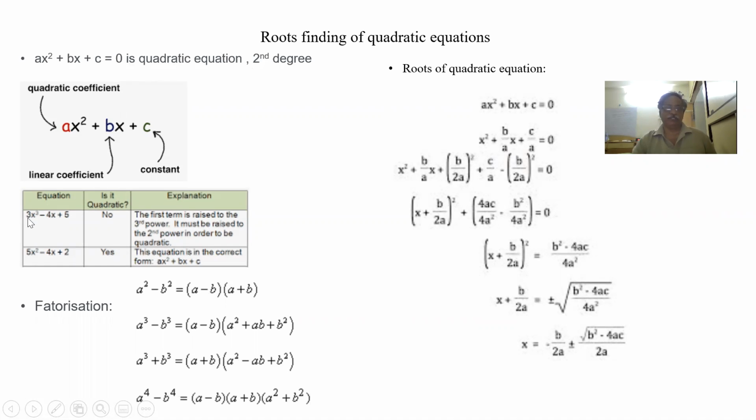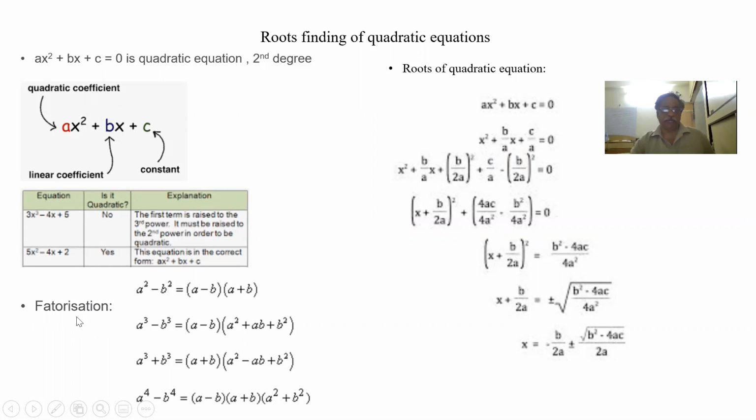Suppose we have 3x cubed minus 4x, this is not a quadratic because a third power is there. If it is 5x square minus 4x plus 2, it is a quadratic. So these are the quadratic coefficient, linear coefficient and constant term. There are three terms. Quadratic means to the power of 2. So these are the quadratic.